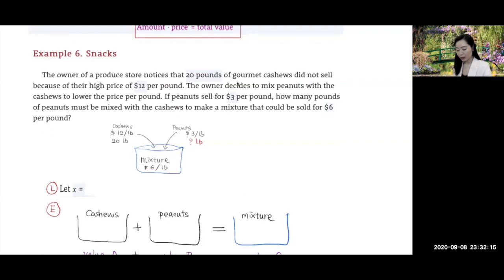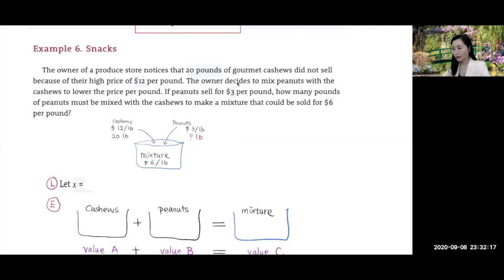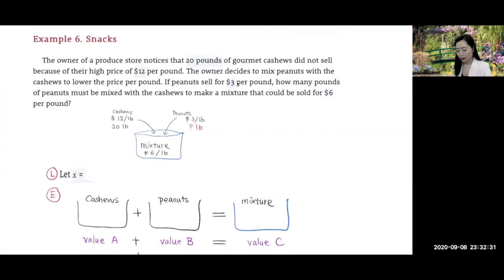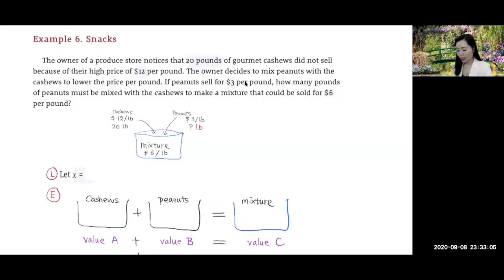So you read this problem. Whenever it's a word problem, you read it over until you fully understand what's going on. And sometimes drawing a diagram like this is going to help. I always like to draw a diagram. A picture is better than 1,000 words. So I drew the diagram over here.